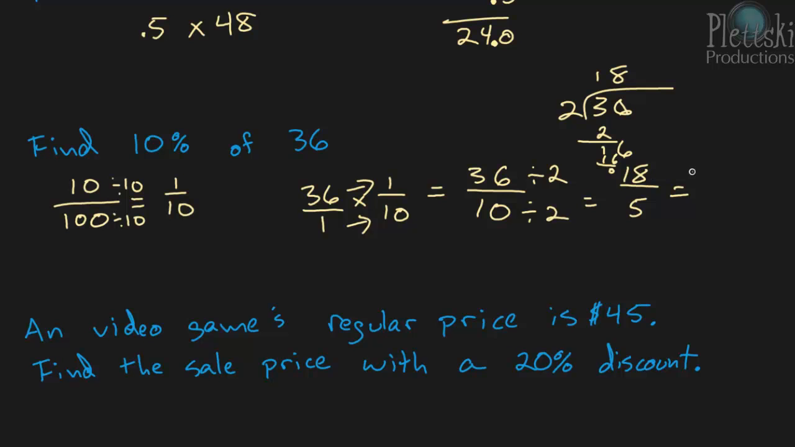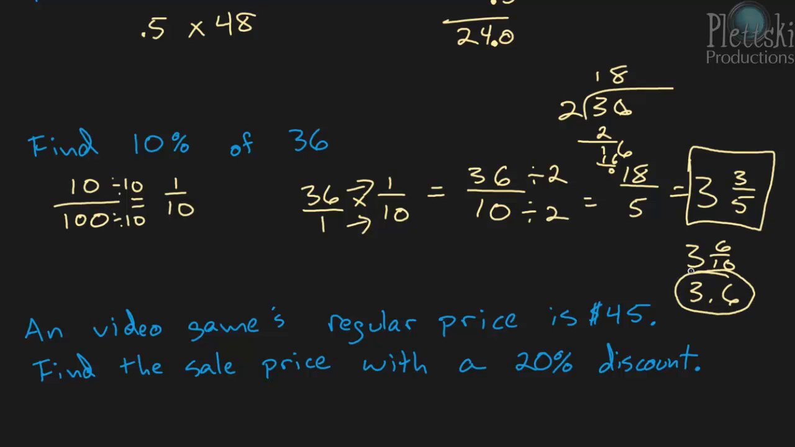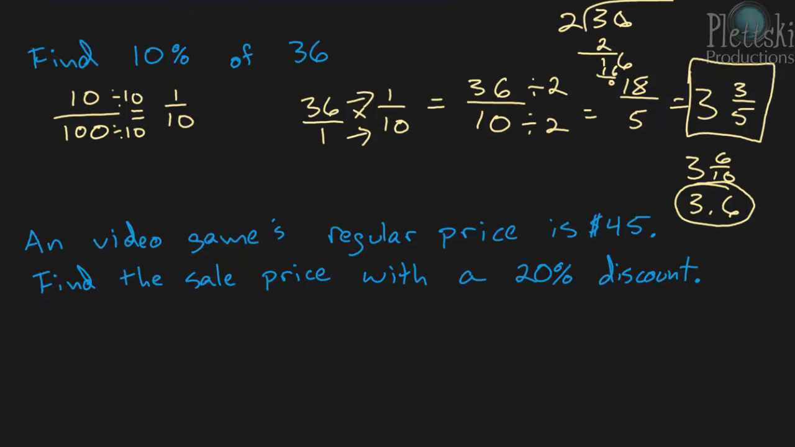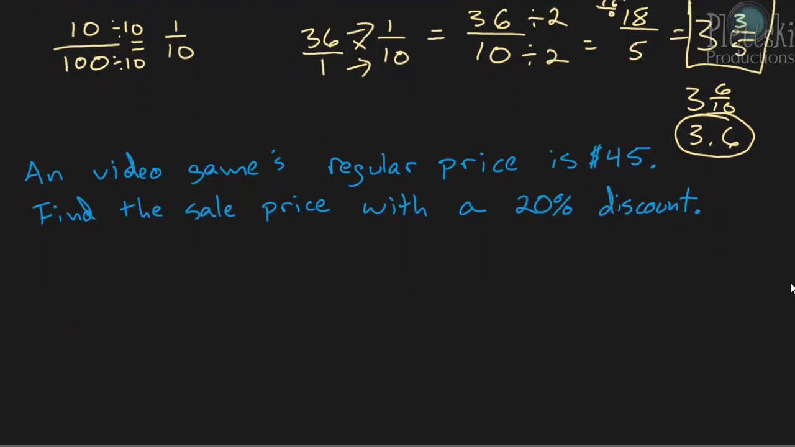5 goes into 18 3 times with a remainder of 3, so it would be 3 3/5. 3 3/5, which is also the same thing as 3 6/10, which is also the same thing as 3.6. So if you wanted to go back and do the decimal, you'll get 3.6. But that's the same thing as 3 3/5.